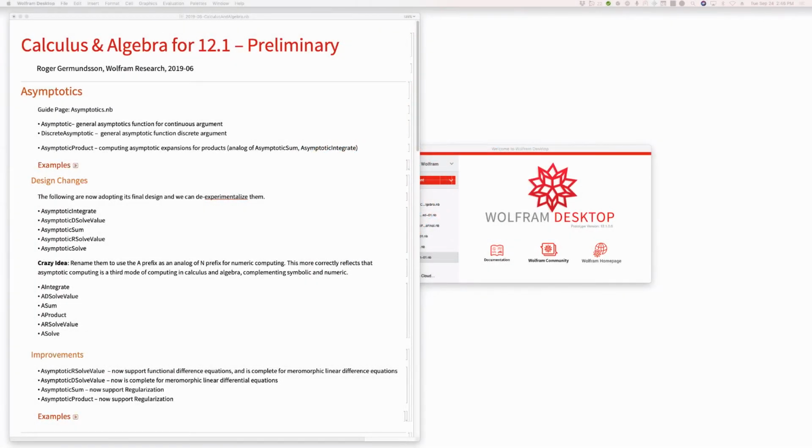Okay, for people joining this live stream, we are looking at functionality planned for 12.1, and this is in the Calculus and Algebra area.